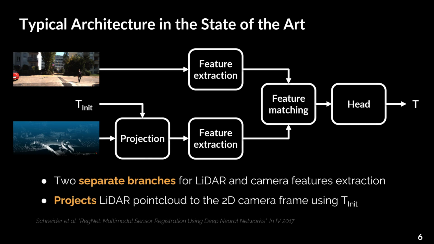Here is a typical architecture from the state of the art. As you can see, there are two branches to extract features from camera and LiDAR. On the LiDAR branch, you can see a projection step, which takes the LiDAR information from 3D to 2D by projecting it with Tinit, the initial calibration parameters that we want to fix. Finally, the features extracted from both modalities are matched by a vision backbone, and the correct calibration parameters are regressed by the head. This works, but these methods have some limits.